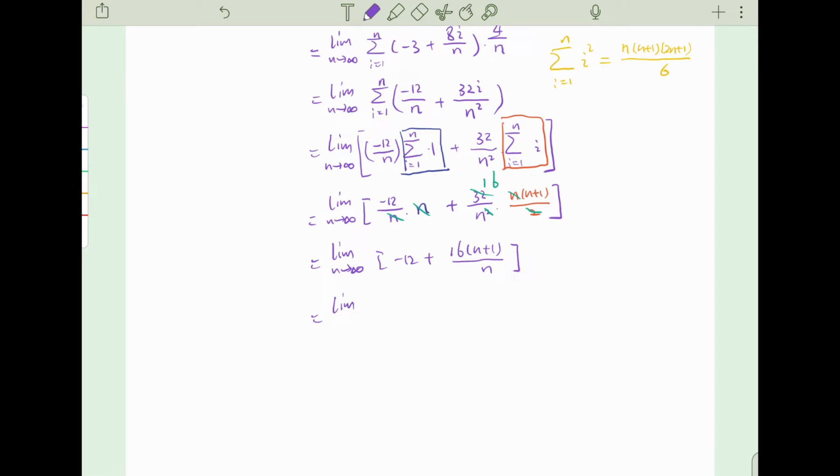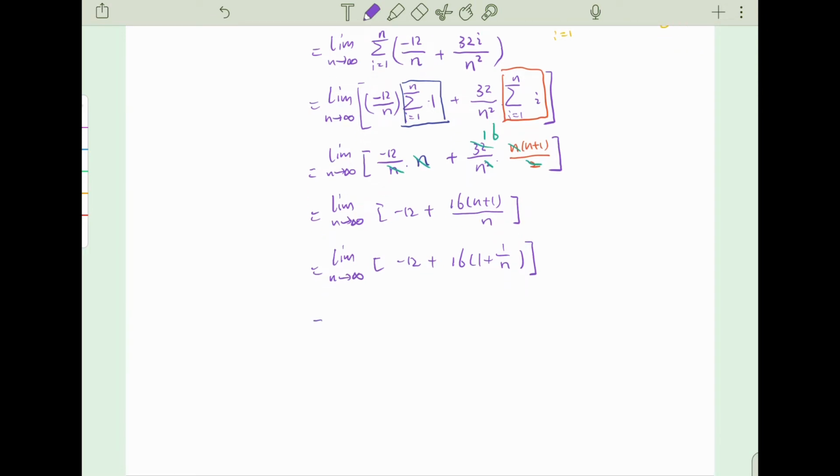I can just split the limit into this, or maybe one more step to be clear. So that's going to be negative 12 plus this 16 times 1 plus 1 over n. Okay, and split the limit, and then let n go to infinity. So this guy is going to be 0, right? It goes to 0. So the answer is negative 12 plus 16, which is positive 4.